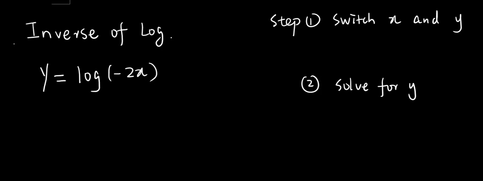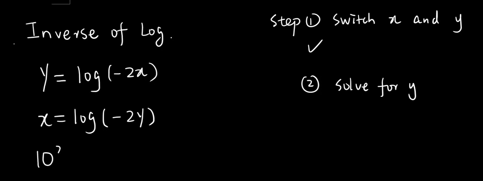You see y, you write down x. You copy it down, and you write down y. Step 1, we're done. Okay, we're going to solve for y. Remember, if you don't see anything at the base, that is a common log. Common log is base 10. And when you see a log, you can rewrite it as exponential form. So you write down base 10, power x, and that equals negative 2y.